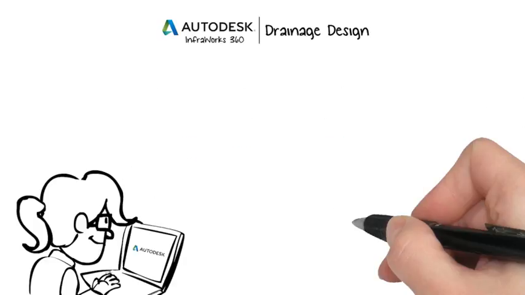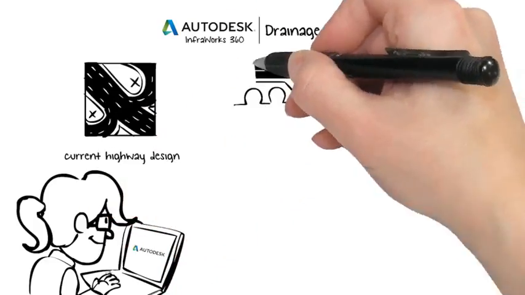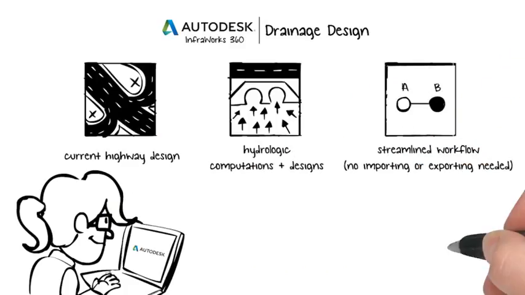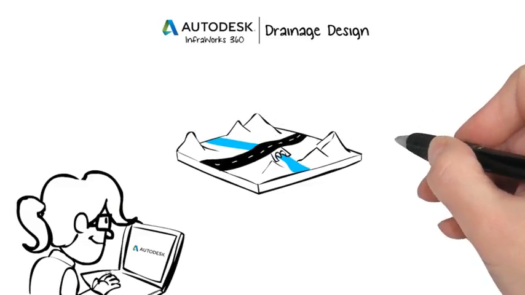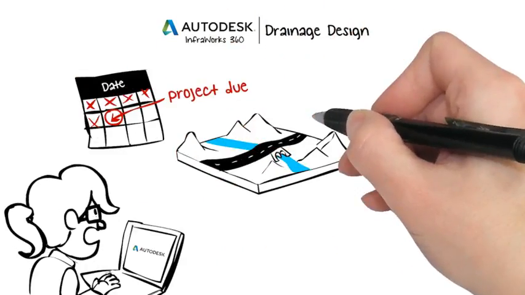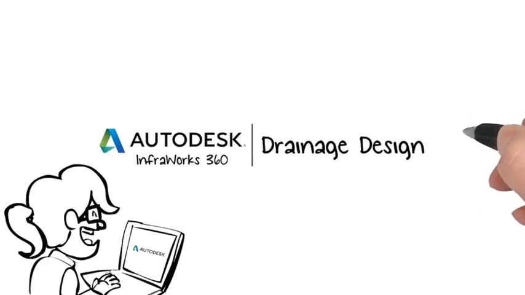Josie uses the most current highway design to perform hydrologic computations and hydraulic designs in one streamlined workflow, without having to export and import data from different software. Plus, she works interactively with a more realistic model of the project site. Remember that tight timeline? Problem solved. Using drainage design for Infraworks 360.